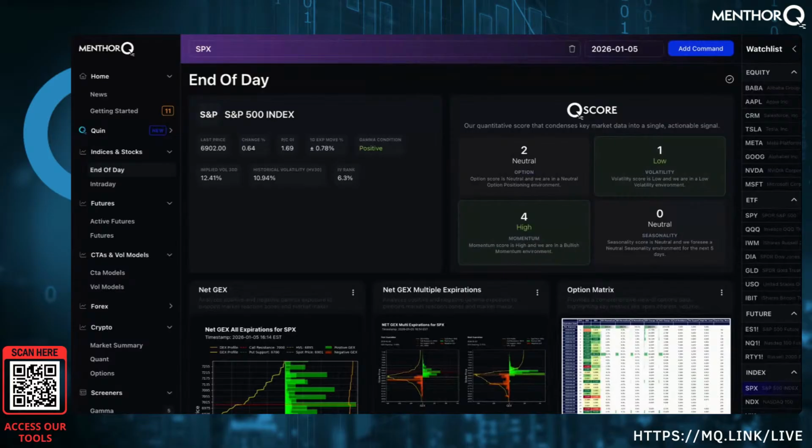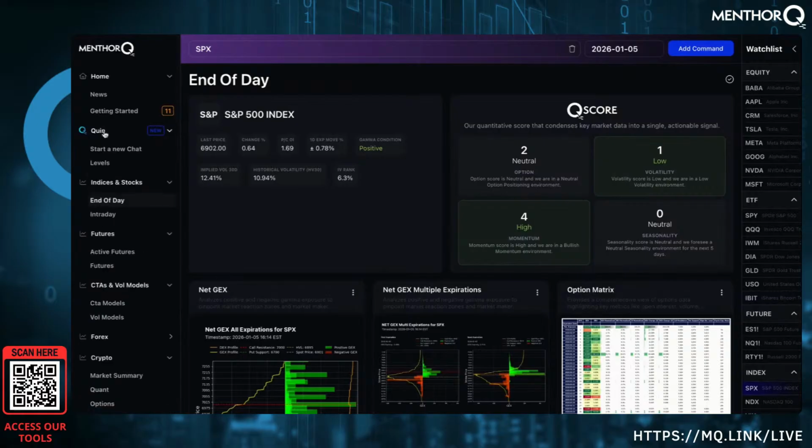Yeah, absolutely. So first of all, within the dashboard, if you become a premium member, you'll be able to access all the data. So we have our end of day, our futures data here, the CTS model that Maciej showed today. And then, of course, we're going to go into Quinn.